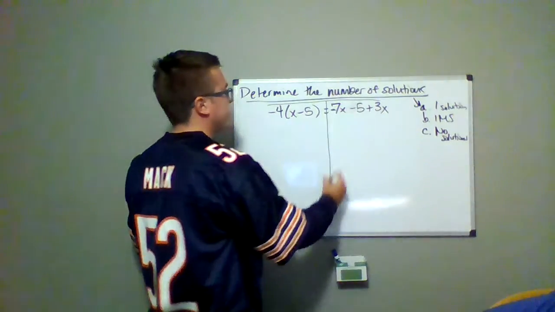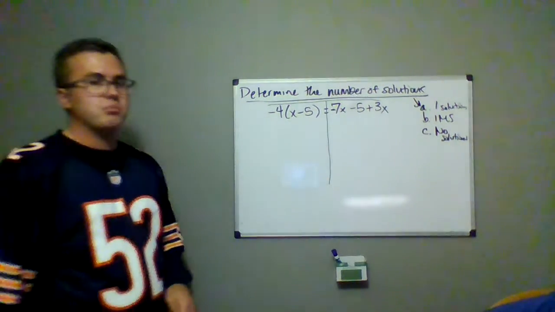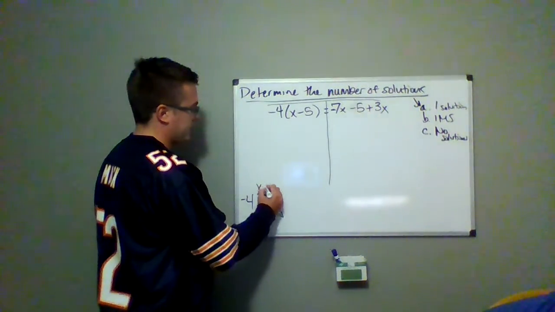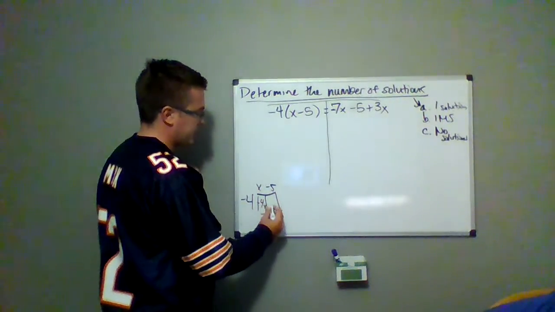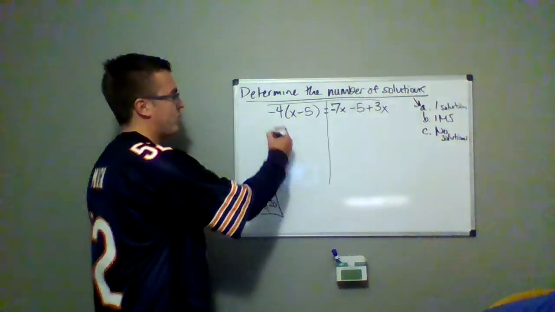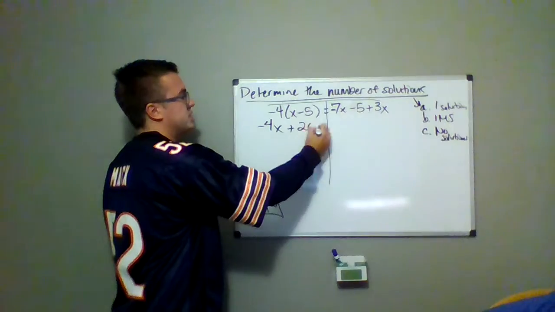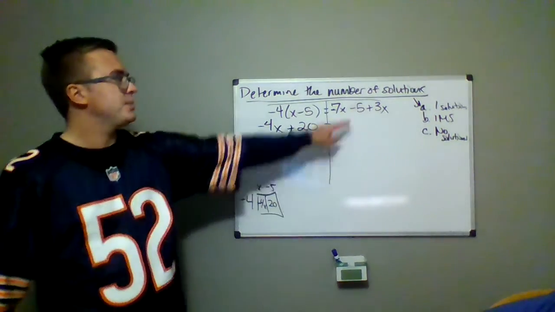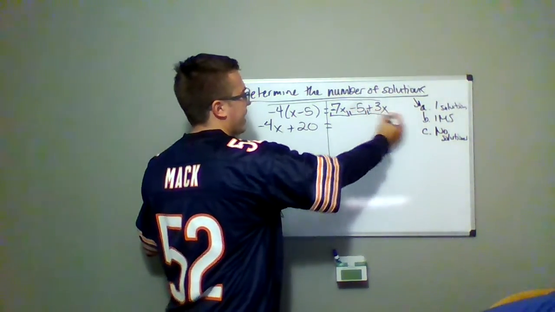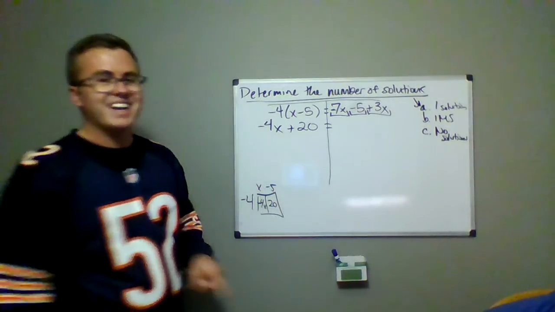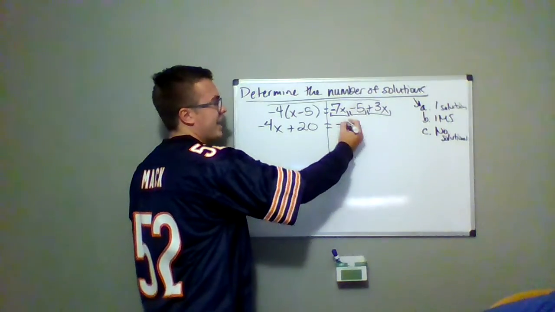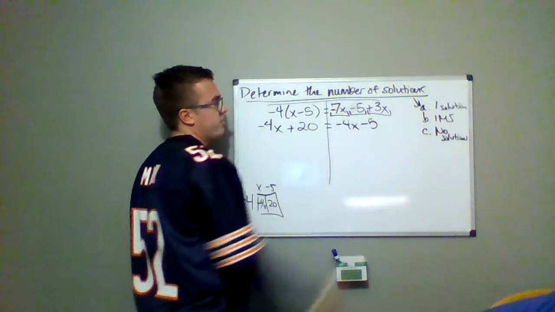Go through with a t-chart, simplify the expression on both sides. Over here, I've got negative 4 times x minus 5. So I've got negative 4x and positive 20, because negative 4 times negative 5 is positive 20. Negative 4x plus 20 equals, simplify on the right side by combining like terms. I've got negative 7x, negative 5, positive 3x. So the only like terms are on the outside here. Negative 7x plus 3x is going to give me negative 4x minus 5.